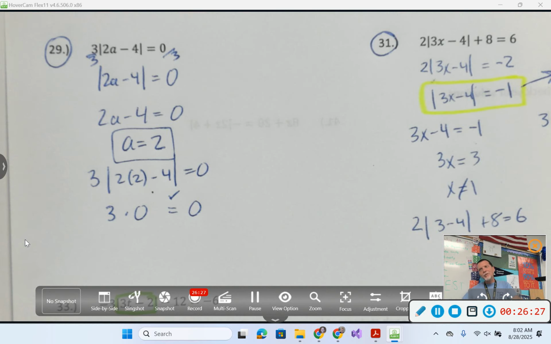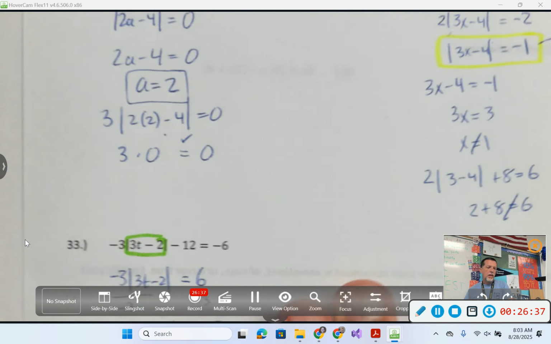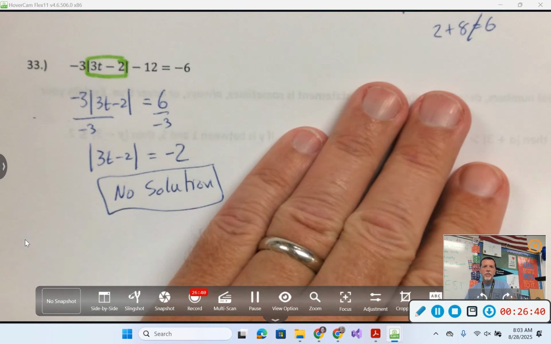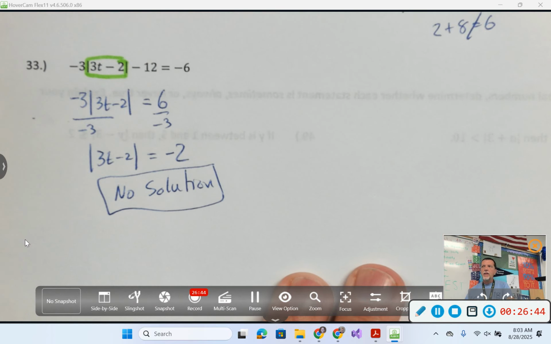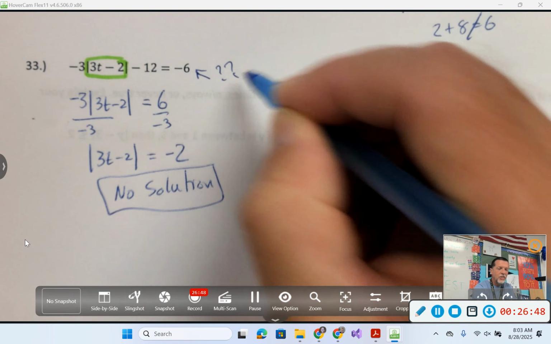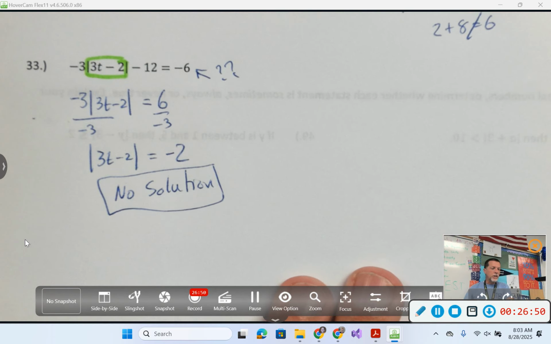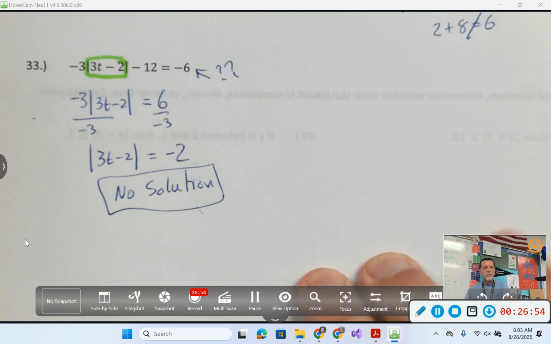I mean, we're kind of cruising ahead. If you're still struggling with fractions and integers and adding and subtracting, it's going to be a long year. Down to 33. It's no solution, but you don't know that here. You just don't know anything yet. You only know that once you get to absolute value equals negative, then you can say no solution.